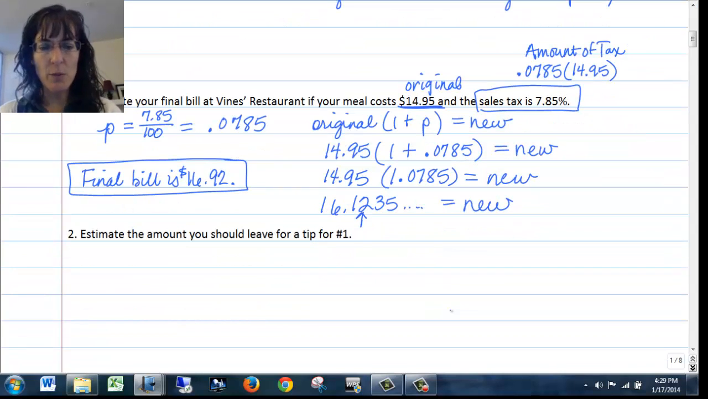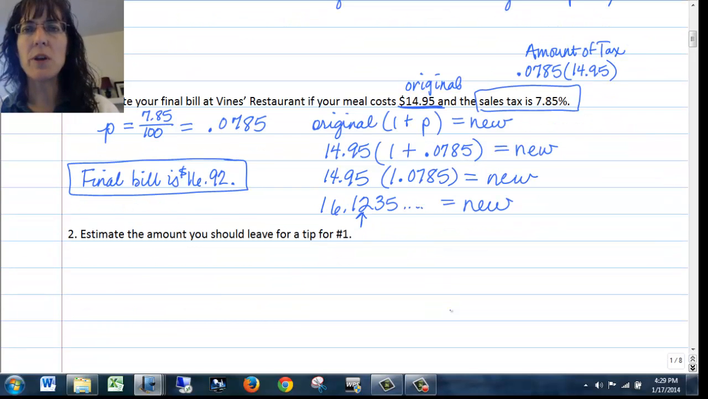All right, number 2, estimate the amount of tip that you should leave in the situation for number 1. And so I'm going to leave that one for you to work.